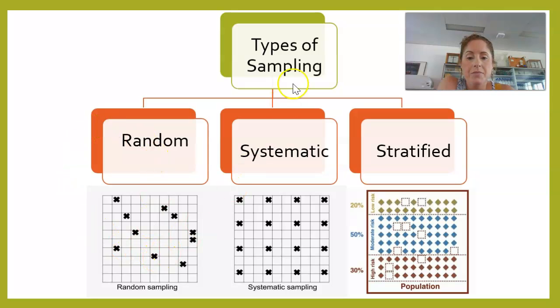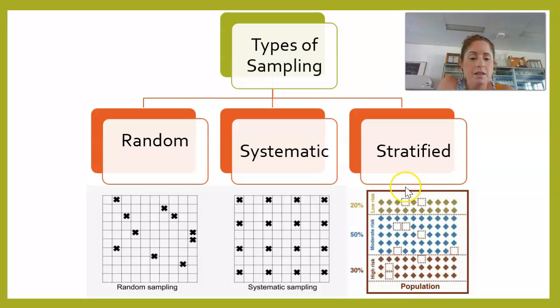You can use a random number generator to do that. Systematic sampling means that, in this case of quadrat sampling, I'm going to go every 4th quadrat and sample. That is systematic sampling. Or if you're along a transect, you might sample every 4 meters. That is systematic.